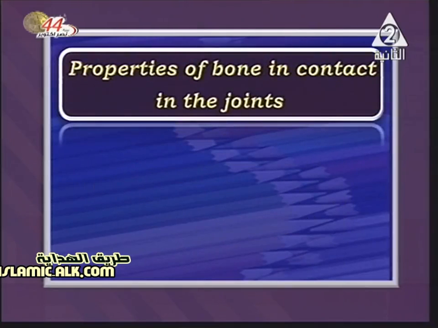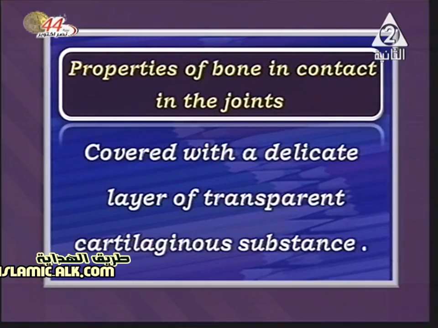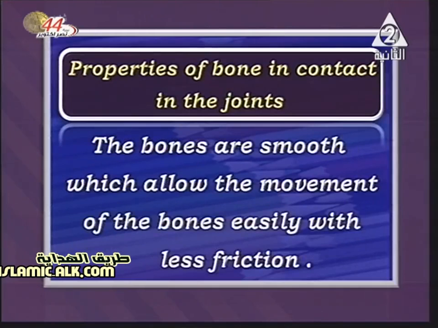Properties of bone in contact in the joint. They are covered with a delicate layer of transparent cartilaginous substance, and also the bones are smooth. So what does it mean? Why do we need the bone to be smooth? So they allow the movement of the bones easily with less friction.